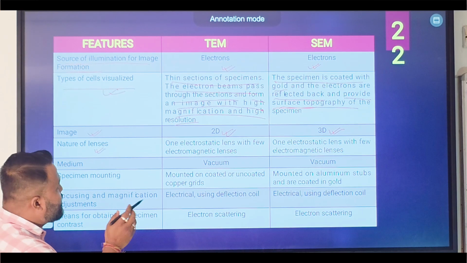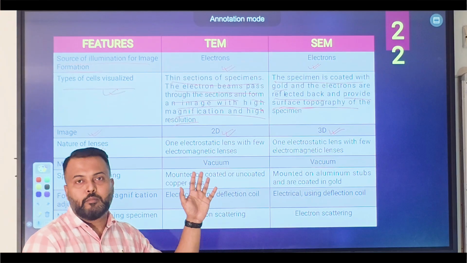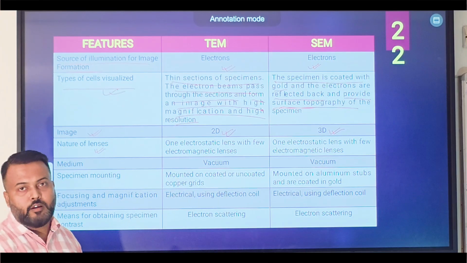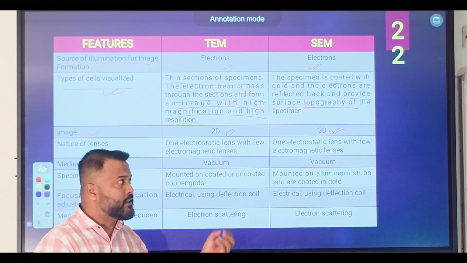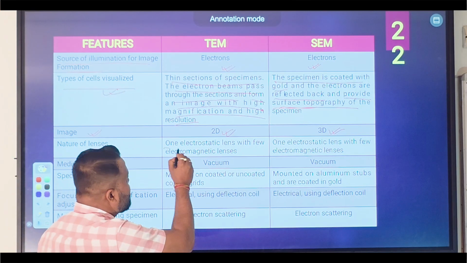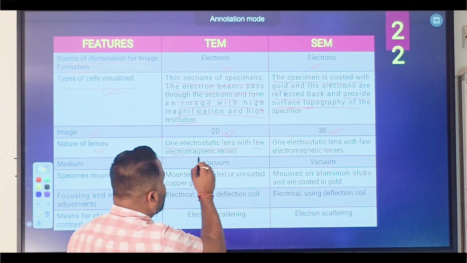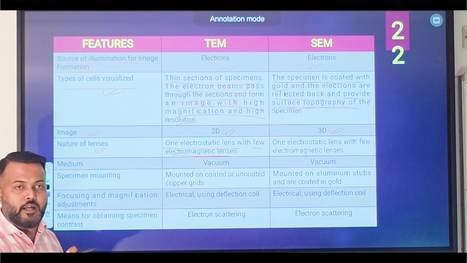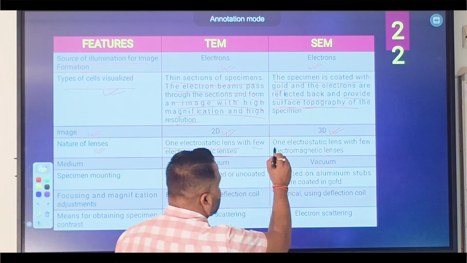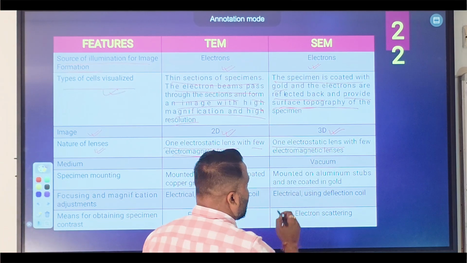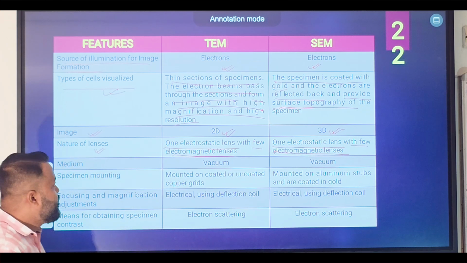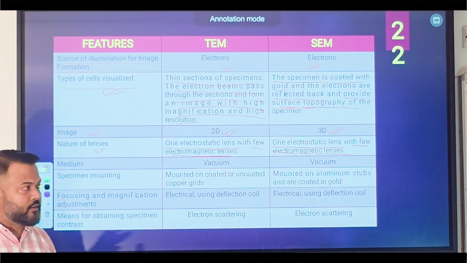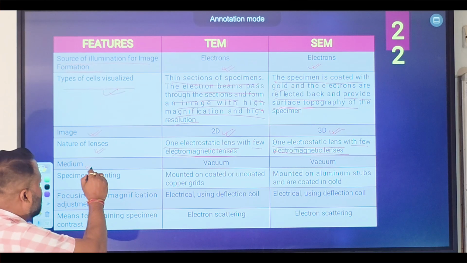In case of the nature of lenses, both of them have similar kinds of lenses. One electrostatic lens and a few electromagnetic lenses will be there inside the system. And here also the same thing will happen: one electrostatic lens with a few electromagnetic lenses. Okay, so I guess up to here it is clear. Now let us talk about the medium.